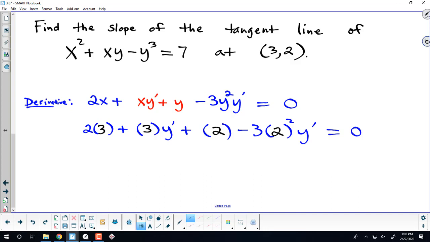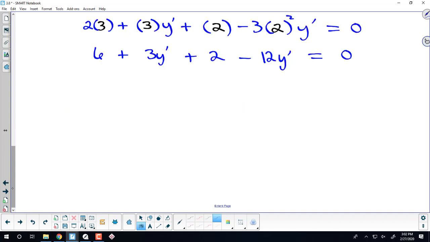And so from there we can figure out how many y primes we have and how many other things we have. We have 6 plus 3y prime plus 2 minus 12y prime is equal to 0. And then we're combining like terms. Minus 9y prime plus 8 is equal to 0.